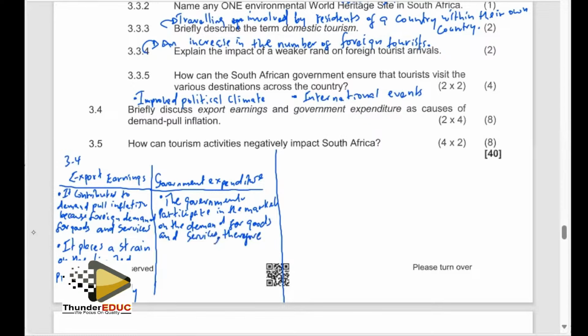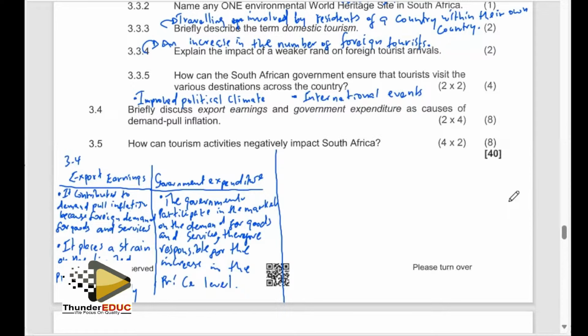Therefore, responsible for the increase in the price level.